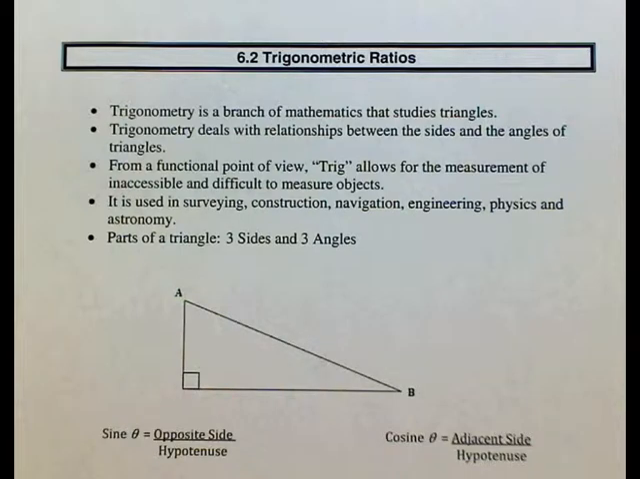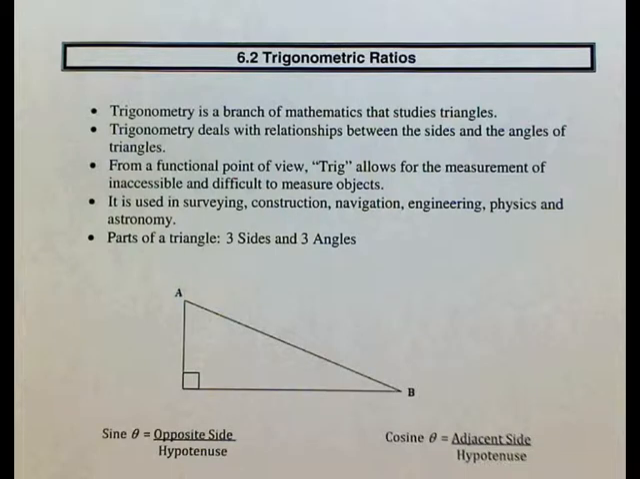From a functional point of view, trig allows us to measure inaccessible and difficult to measure objects. For example, how tall a tree is, how tall a building is. It is used in surveying, construction, navigation, engineering, physics, and astronomy.